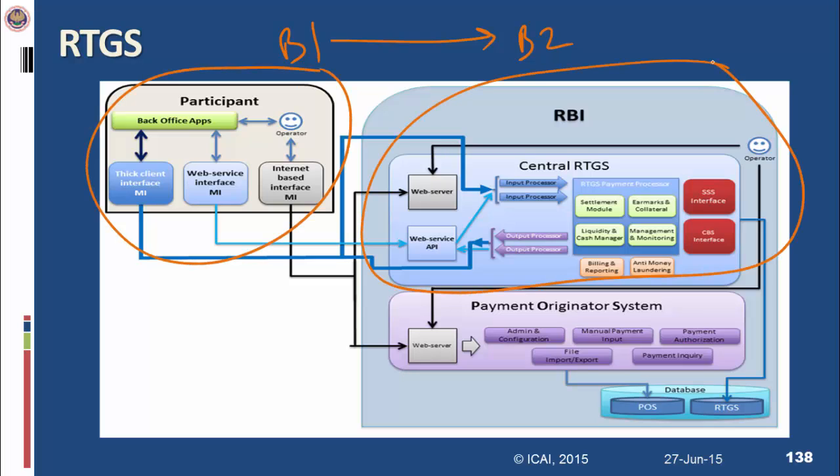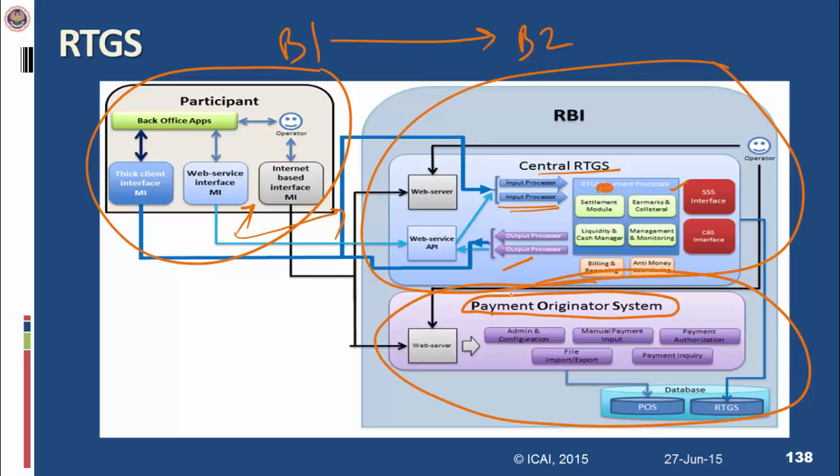topology is, wherein we have the participant network, we have the RBI network, and we have the payment originating system. So the participant will access it, and the operator will input all the information based on the schema. That information will go to the RBI central server, that is the central RTGS server, where it will have the input processor. It will execute the settlement module. It earmarks collaterals, and the balances available with RBI will be used for the output processing, and it will go through the payment originator system, and the funds will be passed on to the customer. So this is how the RTGS system is working.